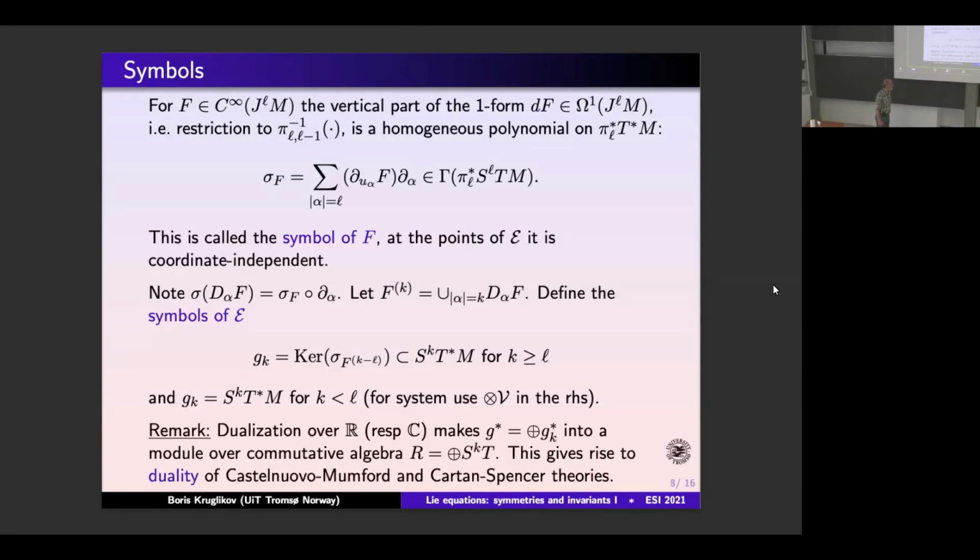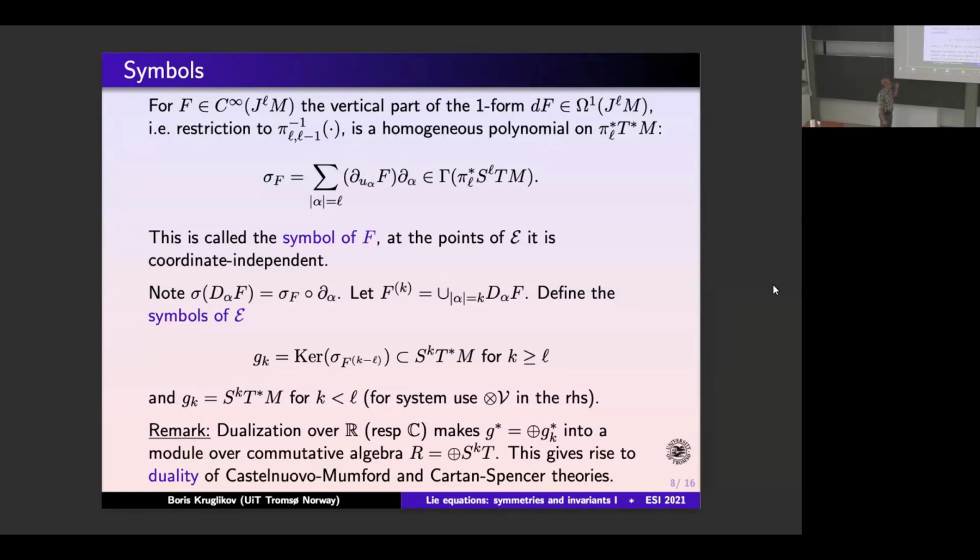Okay, just a small remark here. There's a relation with other theories. This is like the formal theory of PDEs coming from the works of Spencer and Sternberg, Guillemin, and Bott and many others, Quillen.